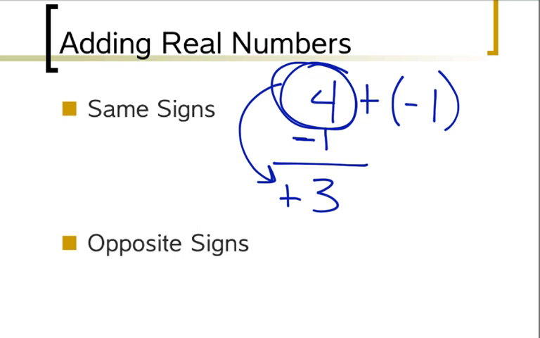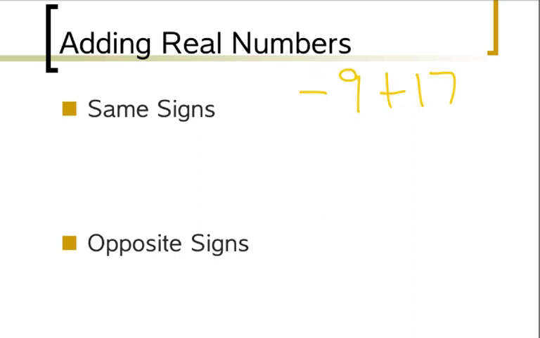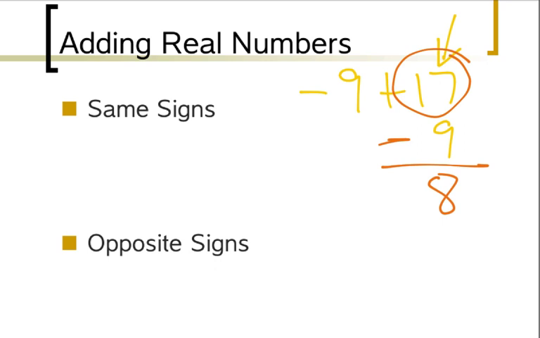Okay, let's try another one. Okay, I've got negative 9, positive 17. The 17 is larger, so I'm going to put it on top and put this 9 underneath. And so they're opposites, so I subtract them. And if I subtract here, I'm going to get 8. And the value of the 17 was positive, so my answer is positive.